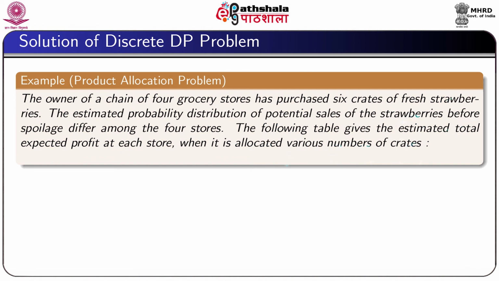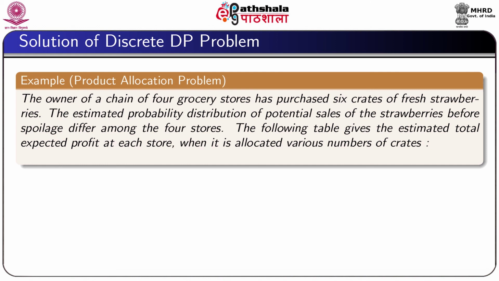Now, we proceed to find the solution of the discrete dynamic programming problem. We will find the solution of the discrete dynamic programming problem by taking practical examples. Suppose that the owner of a chain of 4 grocery stores has purchased 6 crates of fresh strawberries. The estimated probability distribution of potential sales of the strawberries before spoilage differs among the 4 stores.